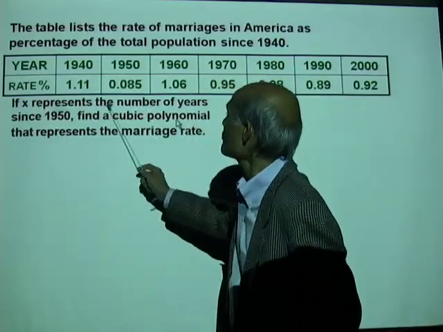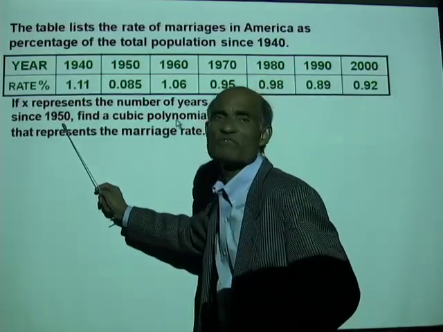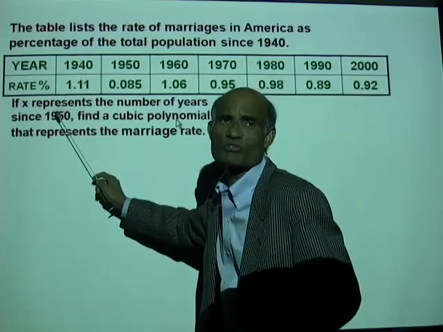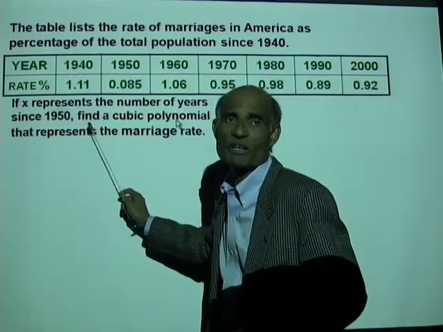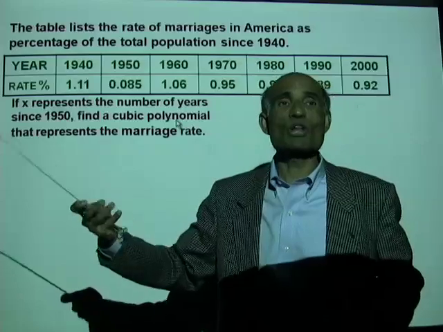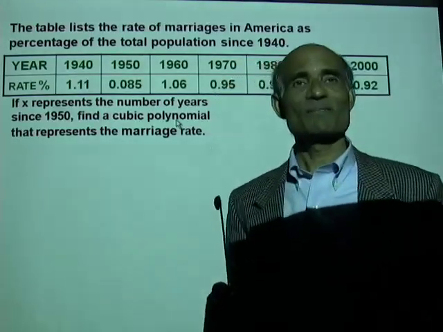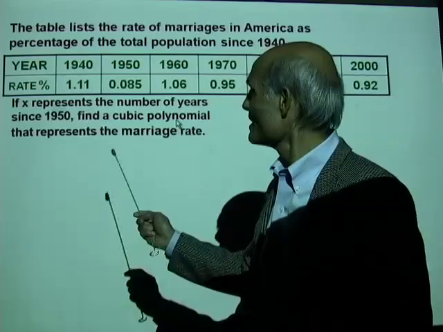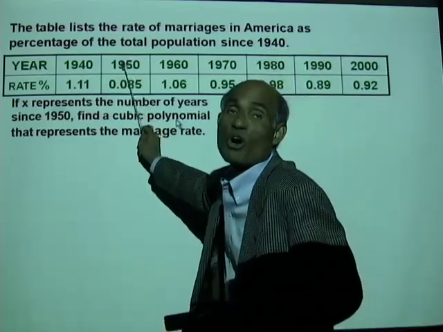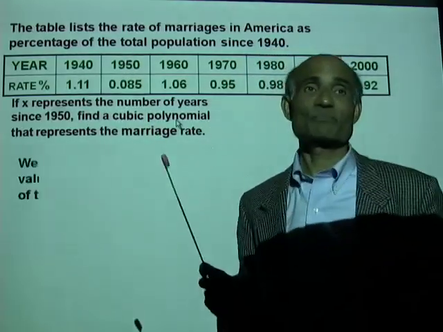If X represents the number of years since 1950, I think we started at 1940, so we can change that to 1940. Find a cubic polynomial function that represents the marriage rate. But we're going to use the calculator to obtain a cubic function of a given data.